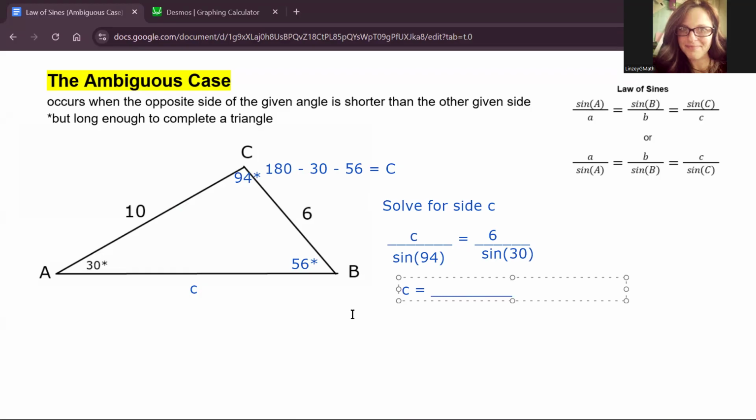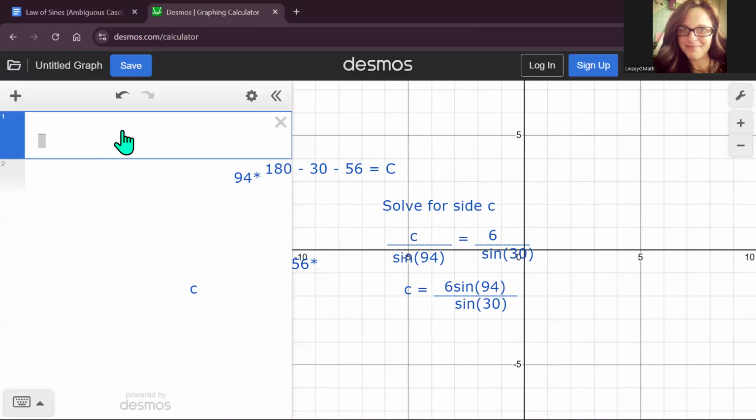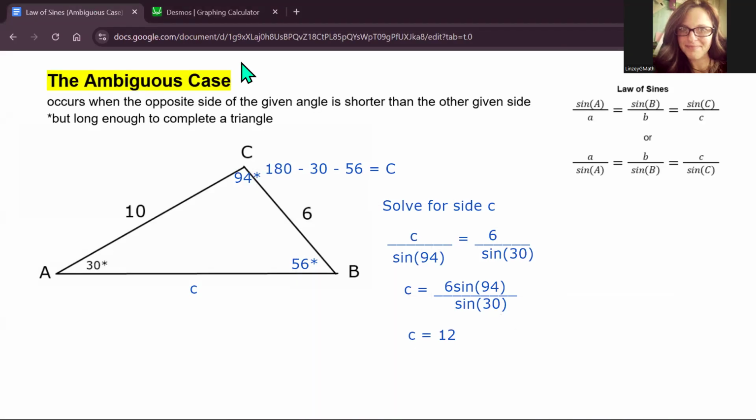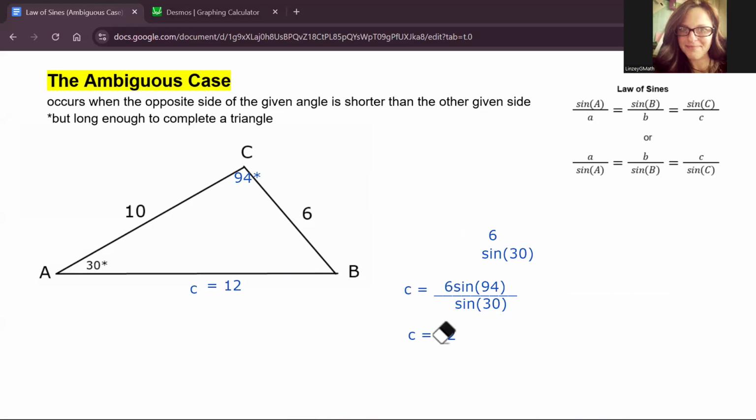We'll multiply by sine of 94. We get 6 times sine of 94 degrees, all divided by sine of 30 degrees. And let's pop that into the calculator. Forward slash will give you a fraction. 6 times sine of 94 degrees, all divided by sine of 30 degrees. We get 11.97. I'm going to use 12. So side C is 12. So that finishes solving our first triangle, A, B, and C. And let me clean this up here so that we can see what we have so far.